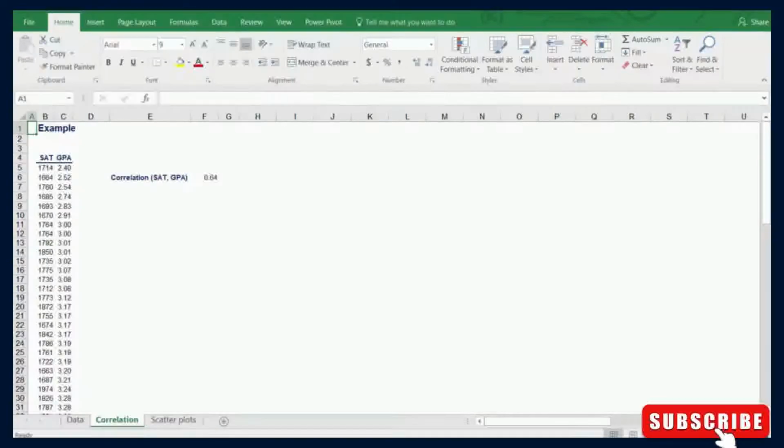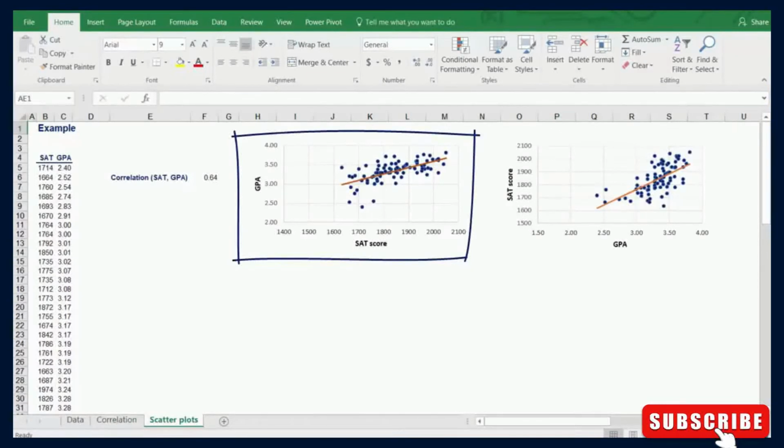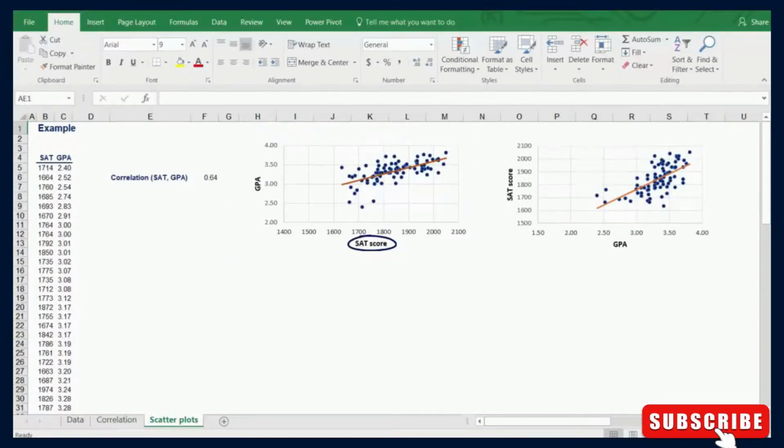You can see two scatter plots. In the first one, on the x-axis, we have a student's SAT score, and on the y-axis, his GPA. In the second one, the situation is reversed. On the x-axis, we have the GPA, and on the y-axis, the SAT score. We have also included the regression lines.